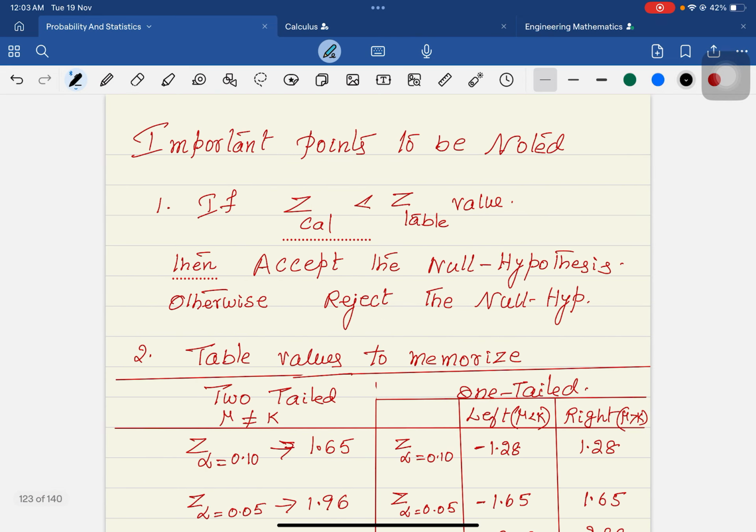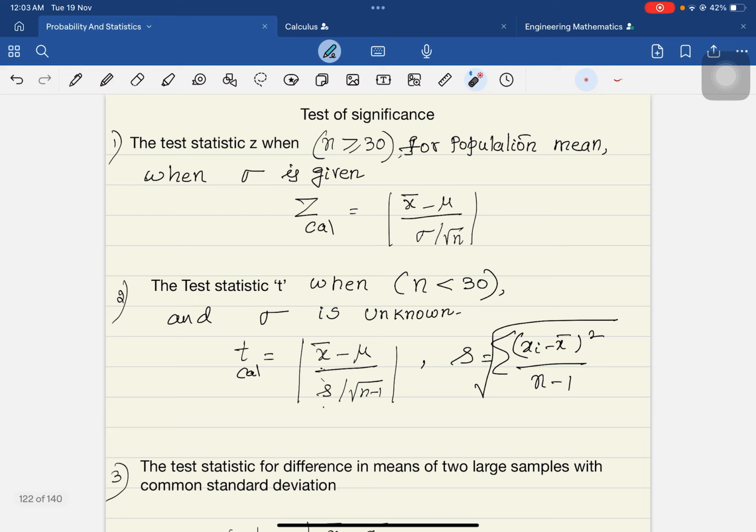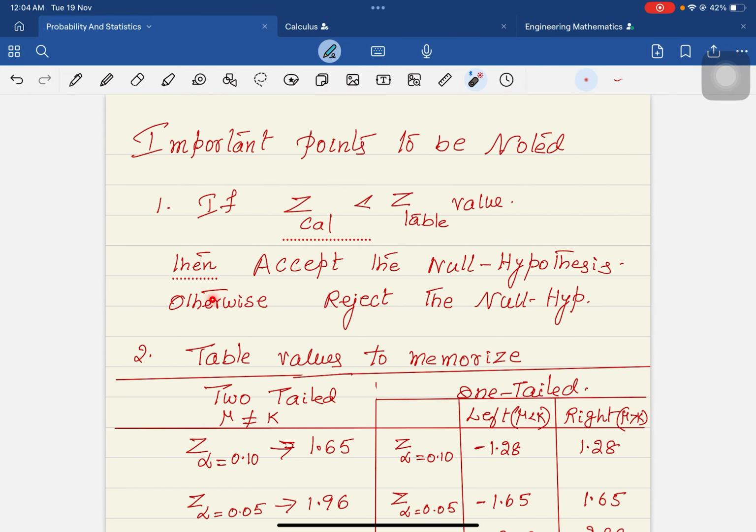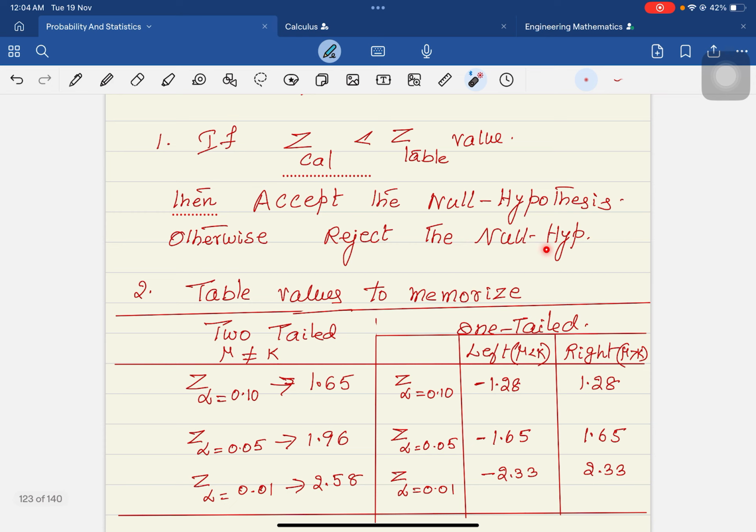Now let us go to the very important points to be noted even in multiple choice questions or any competitive exams. This type of questions may be asked. When do you accept the null hypothesis? We will be finding out the z calculated value, then we find the corresponding z table value. If the calculated value is less than the table value, then we accept the null hypothesis. Otherwise we reject the null hypothesis. While doing the problems you will understand more about this.